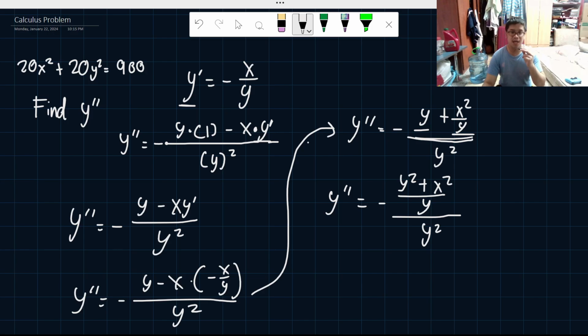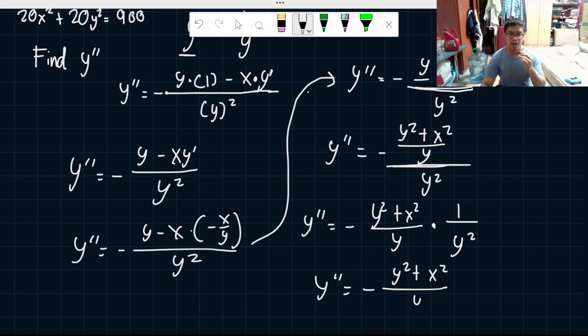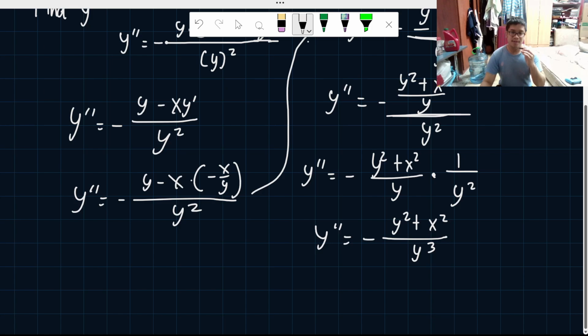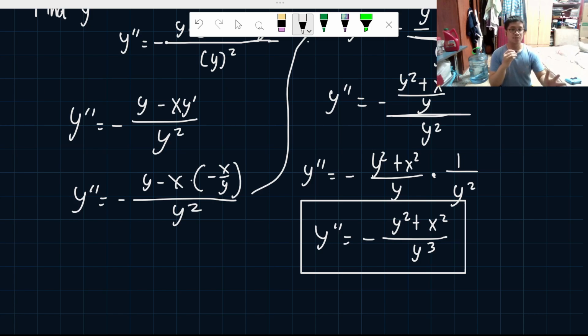And the thing is, we have a complicated fraction because on the numerator it is a fraction, while on the denominator it isn't a fraction. So we have to simplify this one. We will have negative y squared plus x squared all over y times 1 all over y squared. So the answer here would be negative y squared plus x squared all over y cubed. You might be thinking this is the simplified answer. Yes, you can leave that as your answer, but we can actually simplify it one more time.